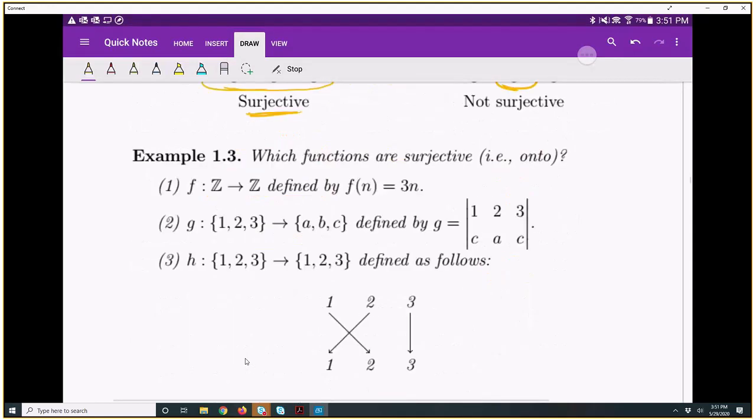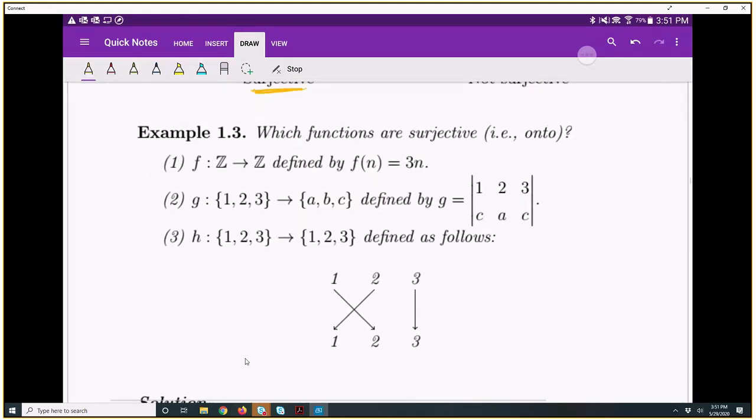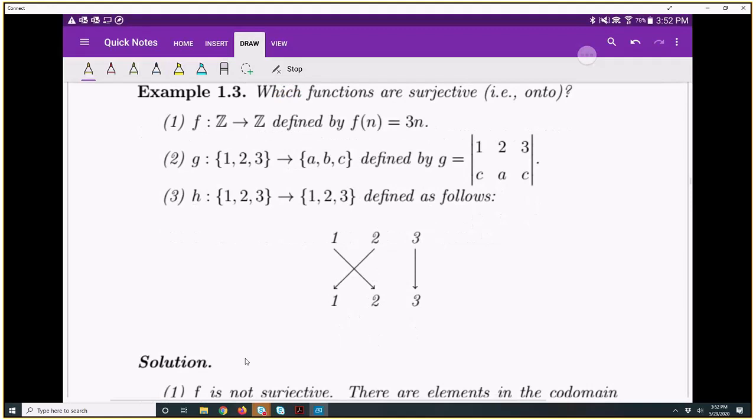Let's look at an example. We're asked which of the functions are onto. The function f from Z to Z defined by f(n) = 3n is not onto. We already talked about that the only elements in the range are going to be the multiples of 3. So for example, the number 1 is an integer, but there's no way that I can get 1 by multiplying 3 by an integer. So not surjective, or not onto.